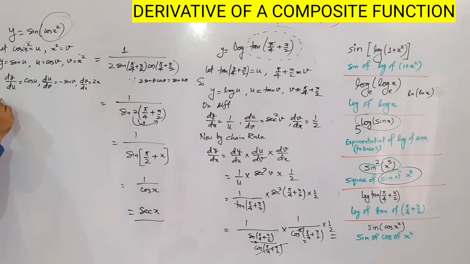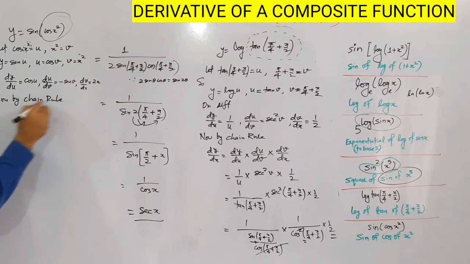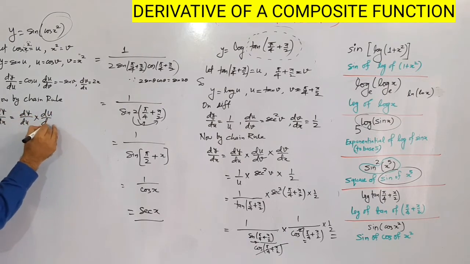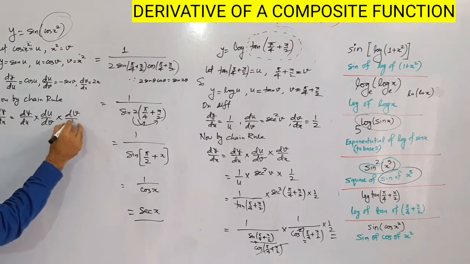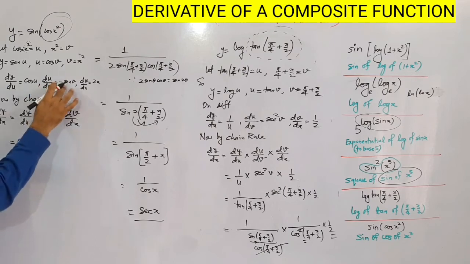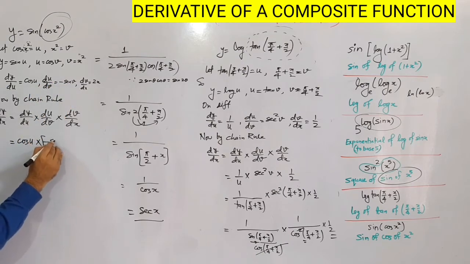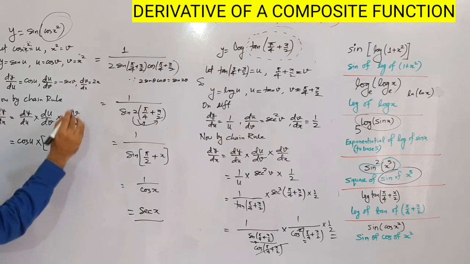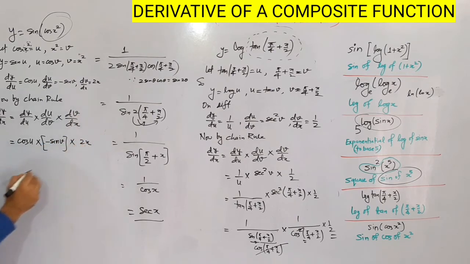So now by chain rule, derivative of y with respect to x is derivative of y with respect to u multiplied by derivative of u with respect to v multiplied by derivative of v with respect to x. Now derivative of y with respect to u here is cos of u, into derivative of u with respect to v is minus sin v, and the derivative of v with respect to x is 2x.